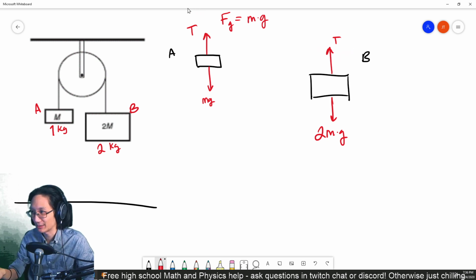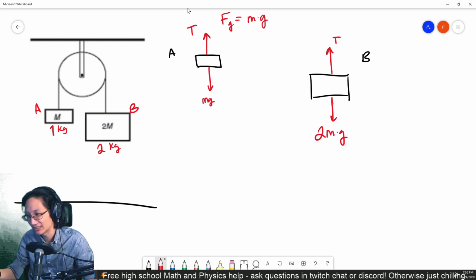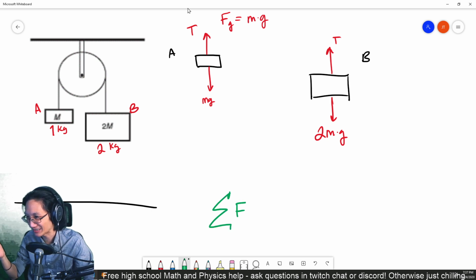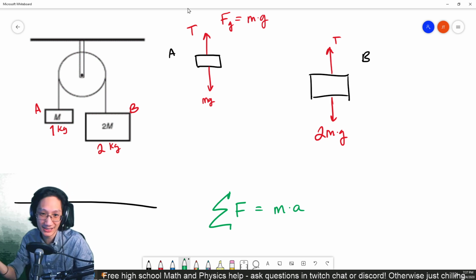Now we can write down some equations. The relevant equation here is F equals ma, right? The sum of all the forces is equal to the mass of an object multiplied by the acceleration of the object. What we need to do is, we have two objects, so we need to write this equation down for both of the objects.